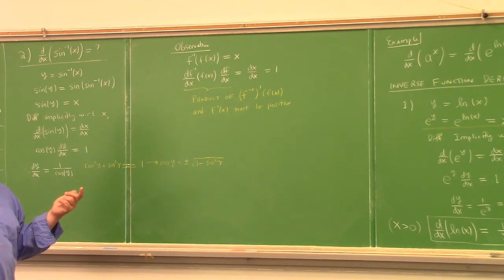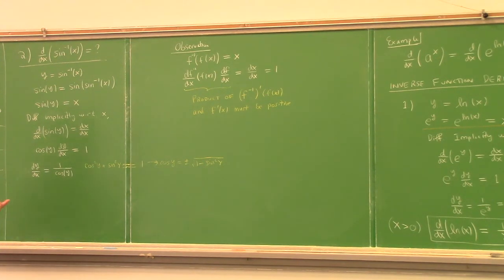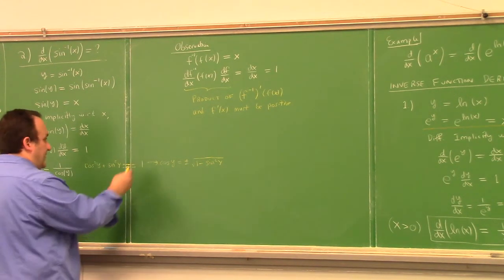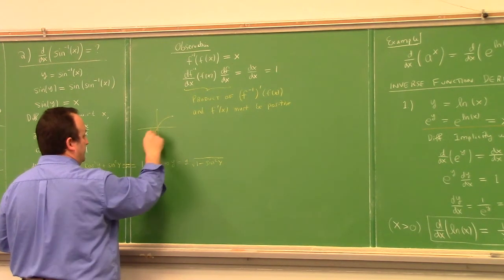If you try plugging it in, you're going to get numbers between plus or minus pi over 2. All right? Plus or minus pi over 2. That's because inverse sine is actually the inverse of sine restricted to this piece right here.